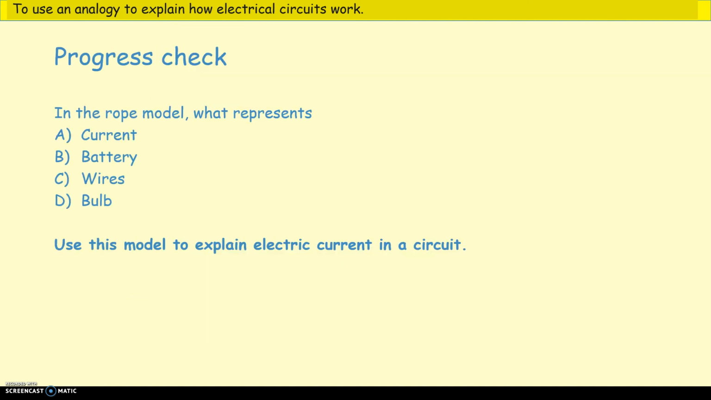Now, in the rope model, have a think about what represents the current, what represents the battery, what represents the wires and the bulb, and if there is anything else that's going on. There might be a couple of other things that you think is happening in this model that you might want to comment on. So once you've done that, use this model to explain electric current in a circuit.